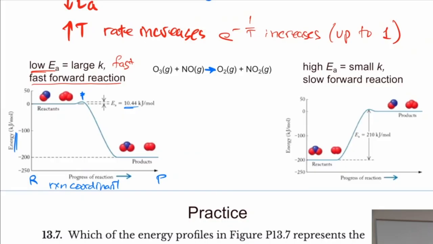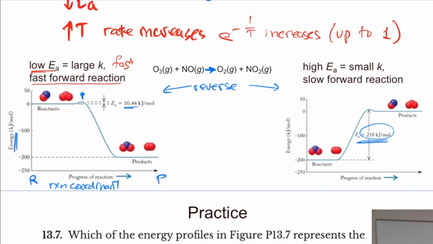If we look at the reverse, these two profiles are just the reverse of each other. The one on the right is showing the same reaction going backwards. Take a look at the activation energy going backwards. Now, the hump that it has to overcome, the hill that it has to climb, is much greater for the reactants to actually turn back into products. That takes 210 kilojoules per mole to go in the reverse direction.